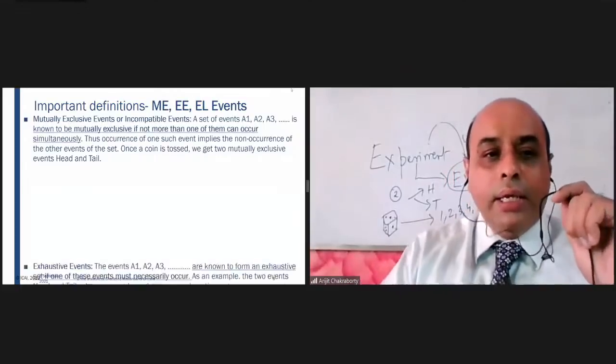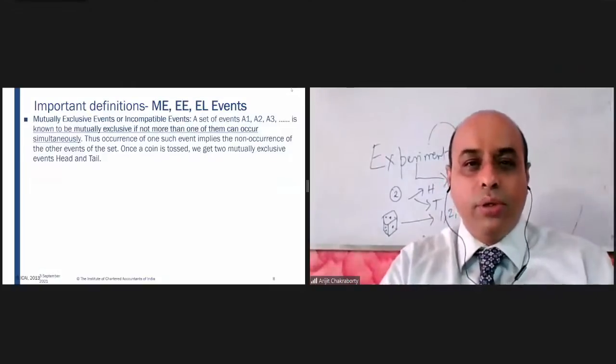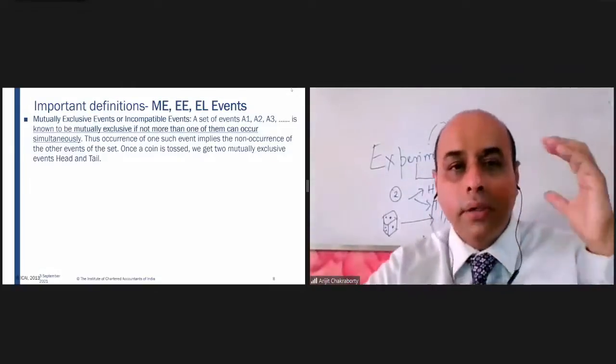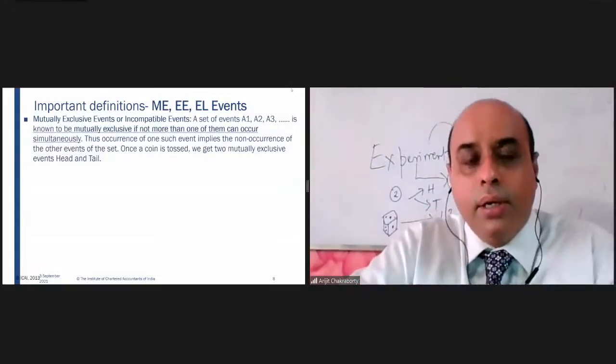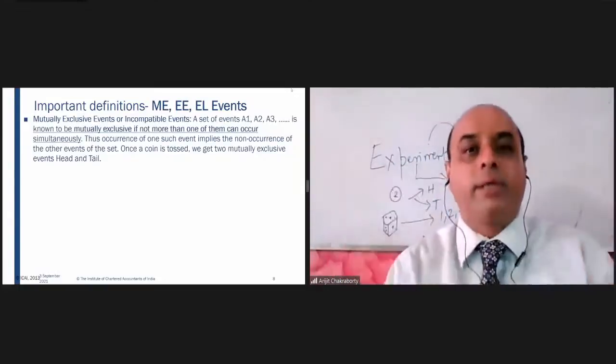Okay. So now, mutually exclusive means that two events are mutually exclusive, it is also known as incompatible. Now, what do you mean by compatible? Compatible means whether two people can stay together, compatibility.